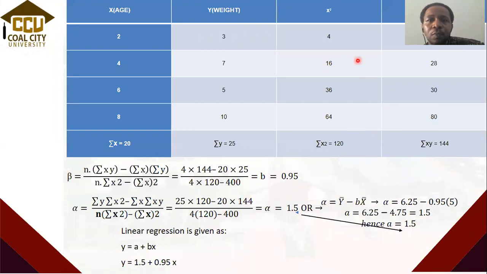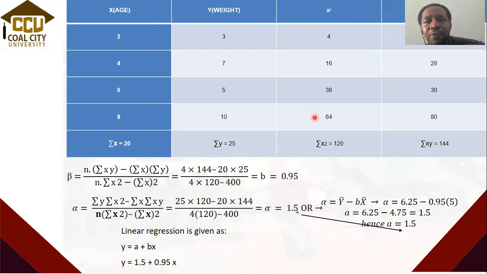Okay, so take that again. We said 3 raised to the power of 2. Let's begin with the x variable. This is our y variable. 2 raised to the power of 2 will give us what? 4. 4 raised to the power of 2 will give us 16. 6 raised to the power of 2 will give us 36. 8 raised to the power of 2 will give us 64.